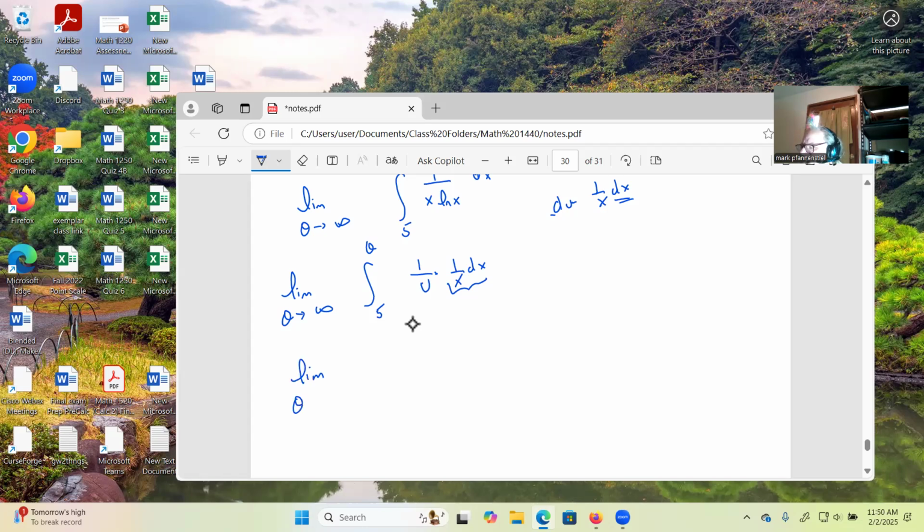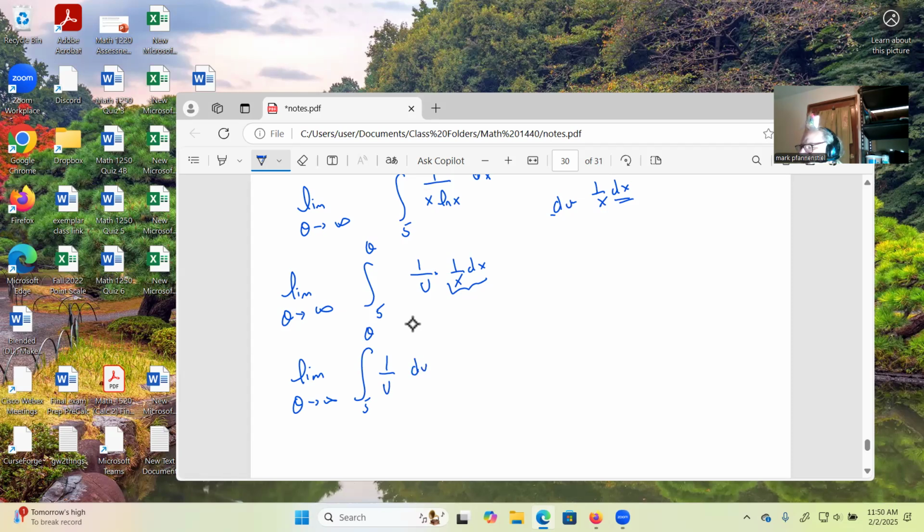Okay, so we have theta goes to infinity. We have 5 to theta. In 20 years when you guys are doing this, the kids that are doing it for you, they're like, we did it this way. Like, yeah, I know. Looks a little different. It's okay. So we have our du. And then we just have to go ahead and integrate this.